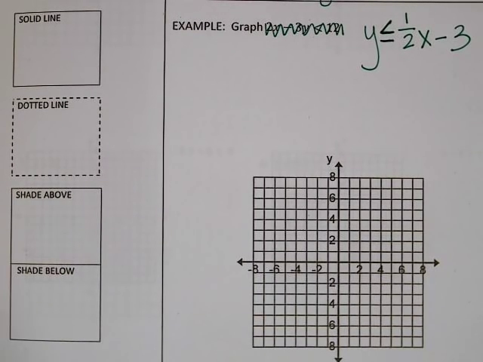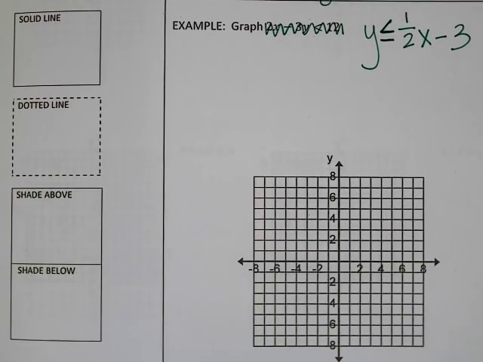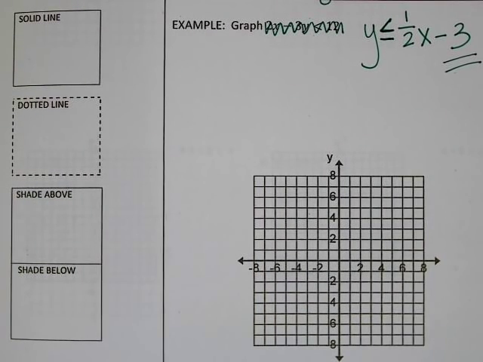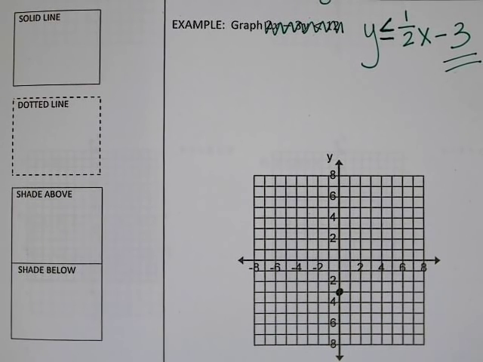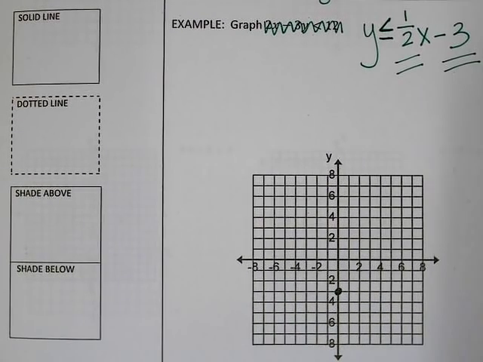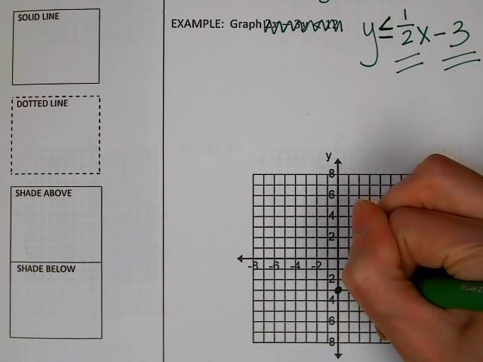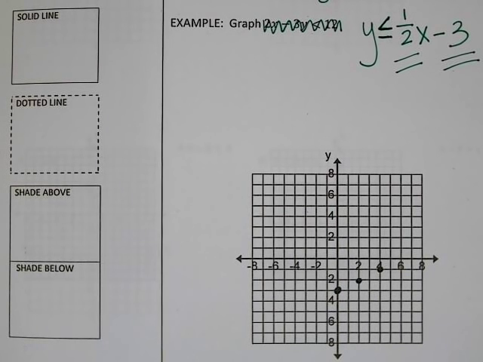All right, so first step, get it in y equals mx plus b form. Got it. Second step, graph the line. So remember, this -3 is the y-intercept on the y-axis. Make a dot at -3. And then the 1/2 is the slope. So rise over run, up 1, right 2, up 1, right 2, and that's going to be our line.